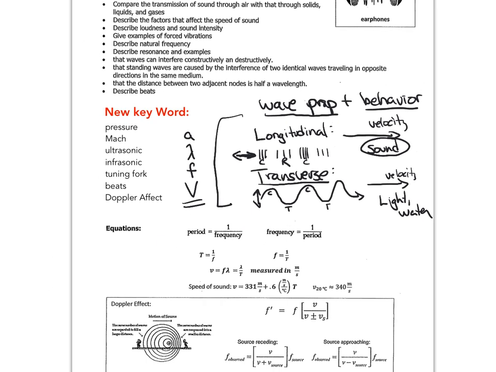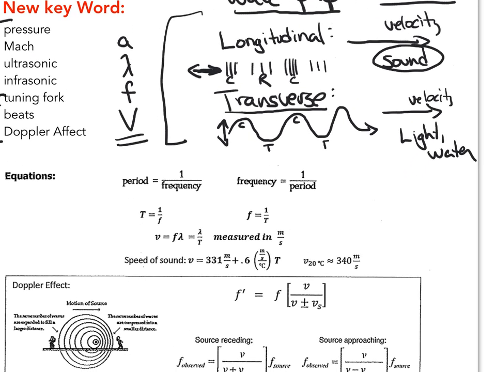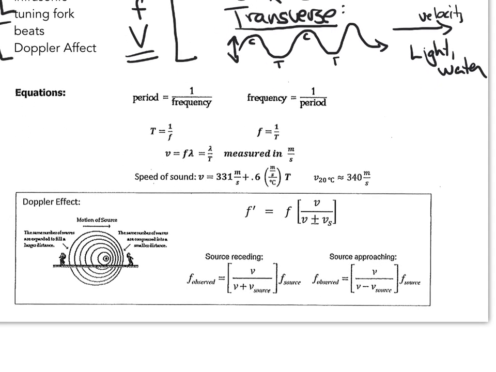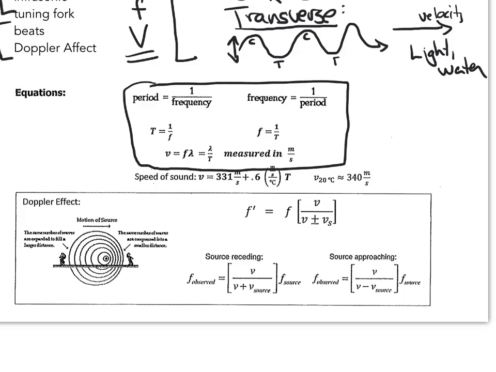So what else is on this page? Well, we've got some new words. We're going to be talking about some sound-specific words. We're going to be talking about beats and the Doppler effect. So the bottom of this page has some formulas that you may have seen before. These are the wave speed formulas, frequency and period. And then this one's new, so you don't know much about it. And then finally, what's this Doppler effect?